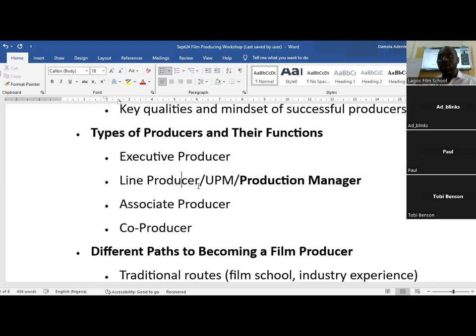Are we getting this now? Like I said, filmmaking is a collaborative process. Everybody has their respective jobs and you must play your part, or else you'll be stressing somebody or you might even make the whole thing fall apart. Do we get this? Okay.